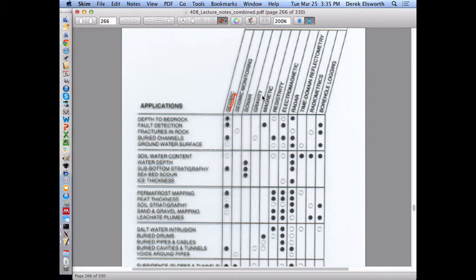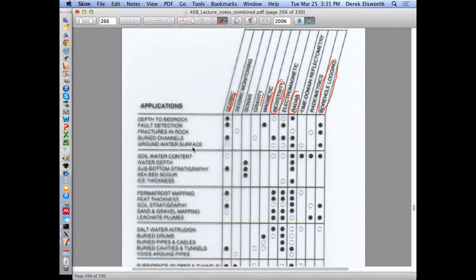Sonar for lake surveys, gravity methods, magnetic surveys, resistivity methods we've talked about. Electromagnetic methods are the big picture ones that we talked about. GPR, we said, is quite useful. Resistivity, we said, is quite useful. And time domain reflectometry we spent no time on. And borehole logging we've just talked about.